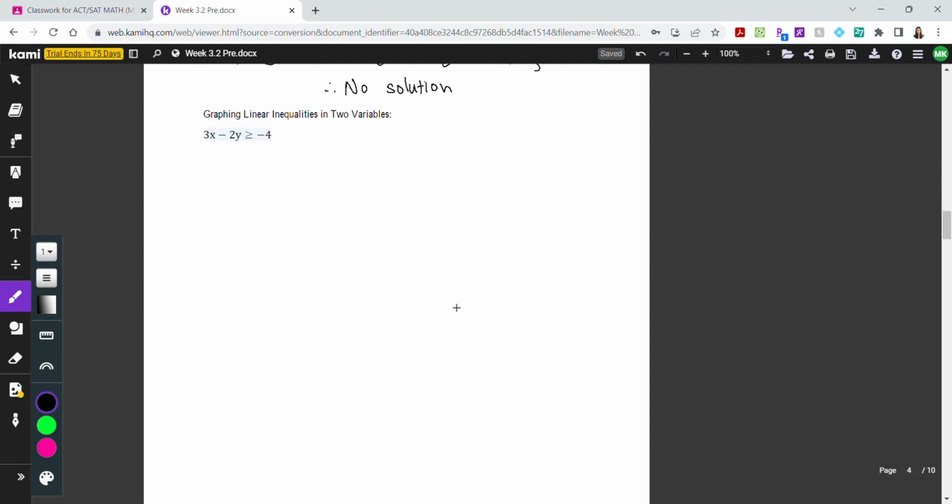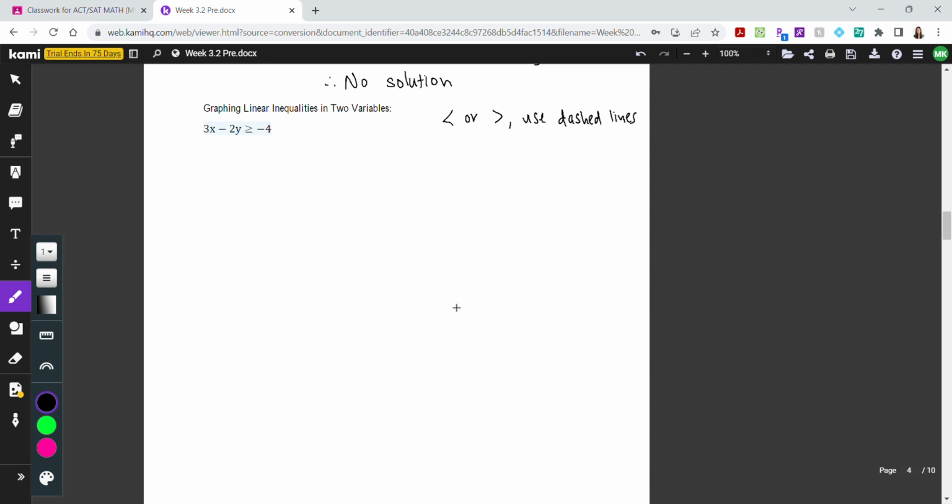Now, we also got to learn how to graph linear inequalities in two variables. Again, a very quick thing. If we use these two signs, we will be using dashed lines. We'll see in a second. And if we use these lines with the equal sign, we'll use solid lines.